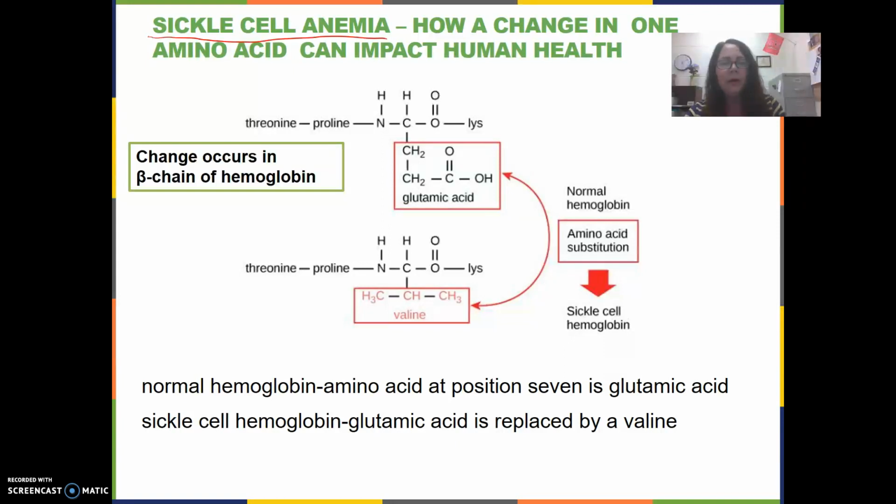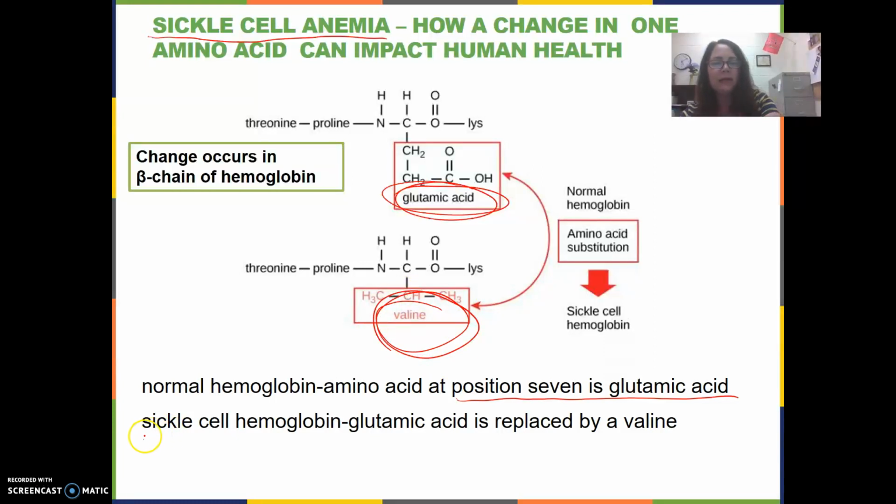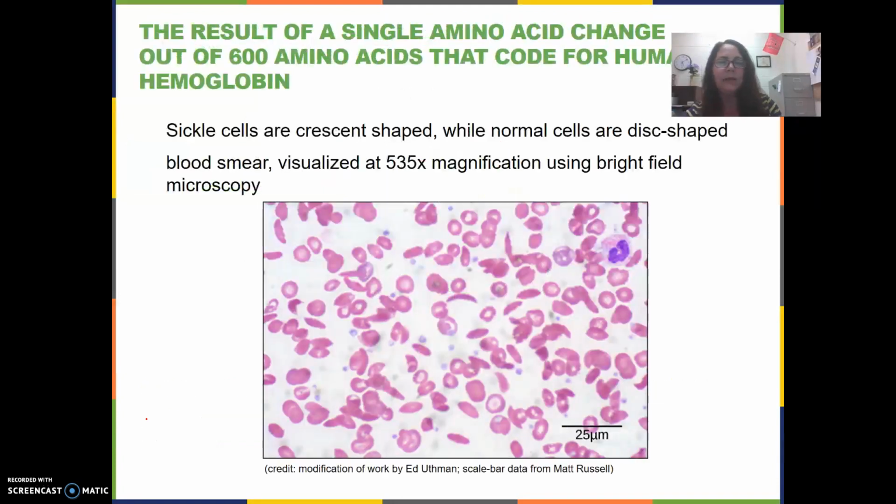So normal hemoglobin has, at position 7, an amino acid called glutamic acid or glutamate. And if glutamate is in there, then you have a normal shape of hemoglobin, and your red blood cells have a normal round shape, and there's no problems. But if there is a mutation in the DNA code, so that now instead of having glutamate or glutamic acid in the 7th position, you have valine, then you're going to have red blood cells that are sickle shaped, and you will end up with sickle cell disease.